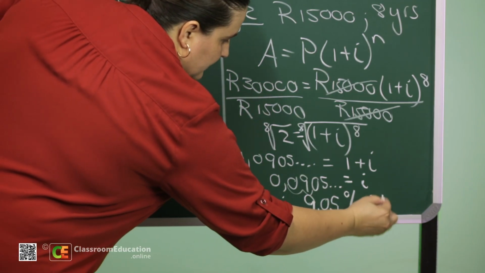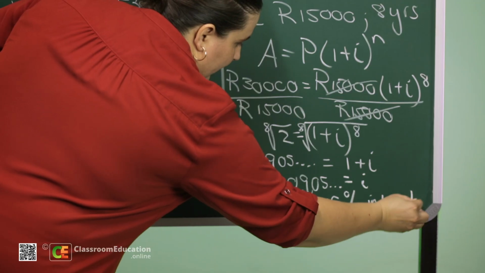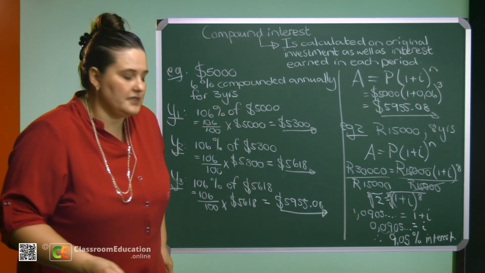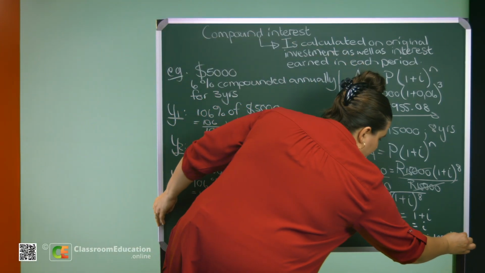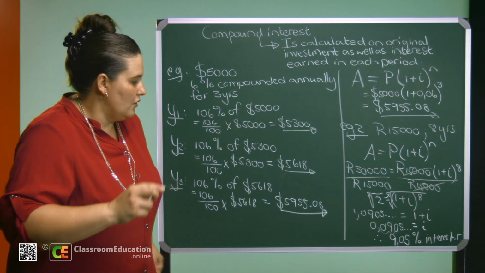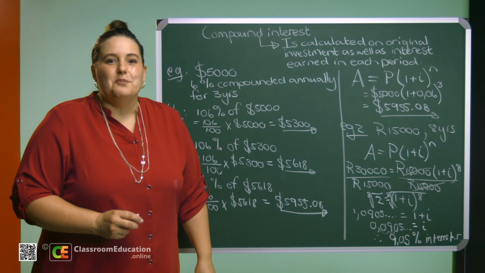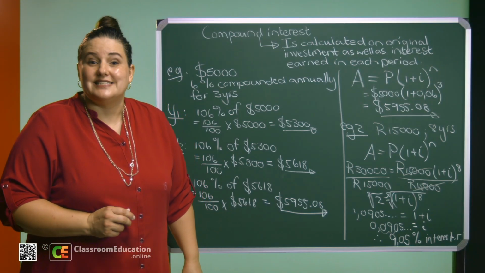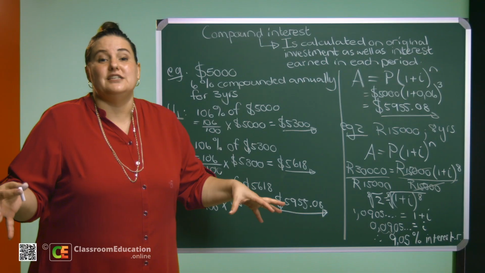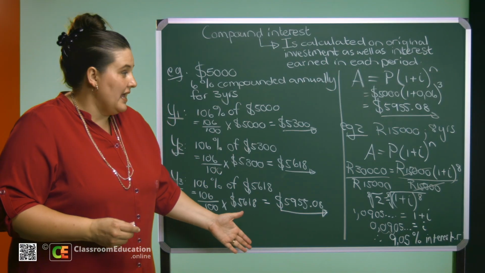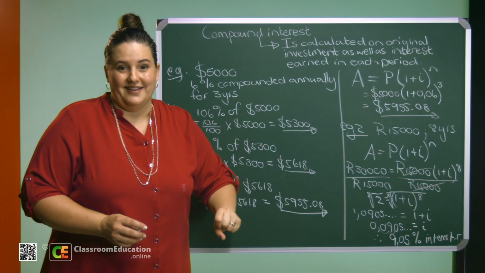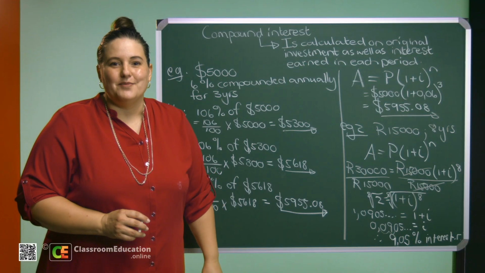Okay, so therefore I will have 9.05% interest rate. So my interest rate, not only interest, it will be interest rate. My interest rate will be 9.05%. Boys and girls, I hope that you understand the principles of compound interest, where it comes from, and how to use the formula. Until next time, goodbye.